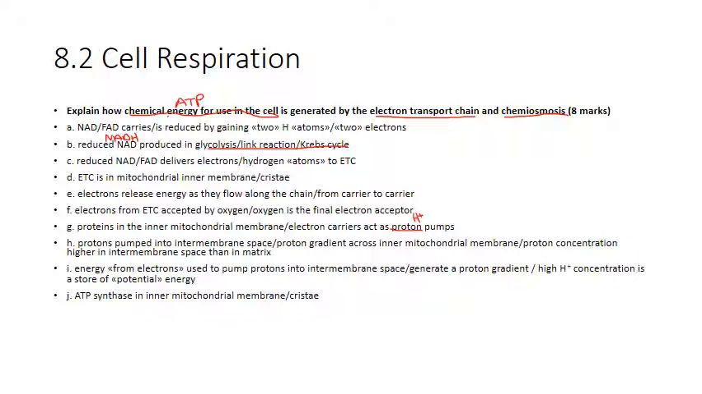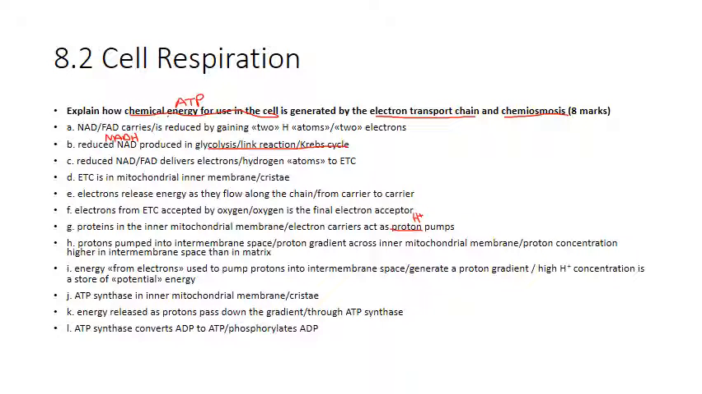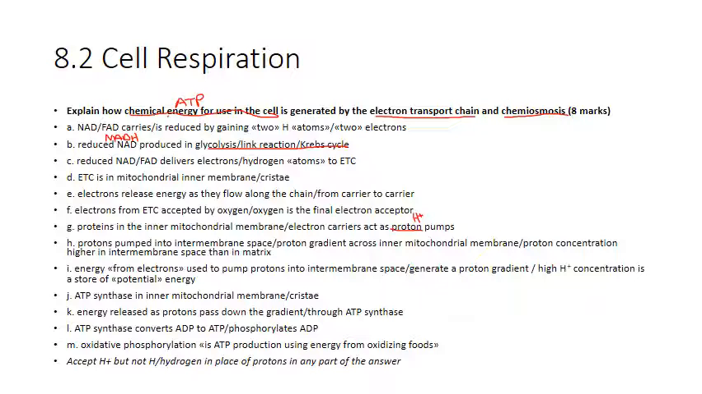ATP synthase is an enzyme located in the inner membrane. As protons move down that concentration gradient, they go through ATP synthase, and ATP synthase is going to convert them to ATP. That's called oxidative phosphorylation. So if you did not get a chance to annotate your diagram with just me talking, please feel free to use some of these marking points as annotations for your diagram.